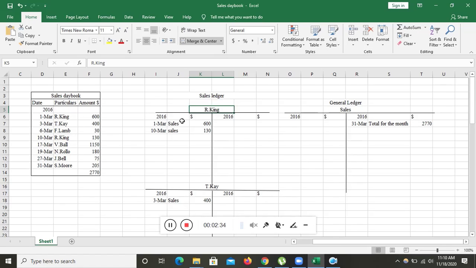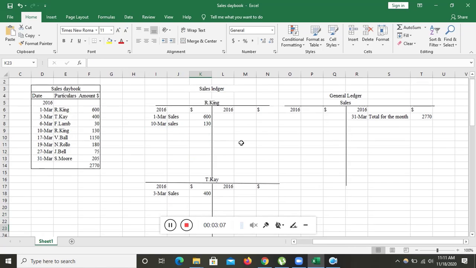What you have to do, we have to make a simple T account of the customers as we used to make it in our journals, that is 2016. The proper format of T account should be followed. 1st March, that is over here, I have copied it from here. 1st March sales, rather than R King, because in R King's T account we write the alternate name of the T account, the account to which we are referring, the reason why we are debiting this account, that is sales 600. And again 10th March, he has again purchased something from the business, sales 130.